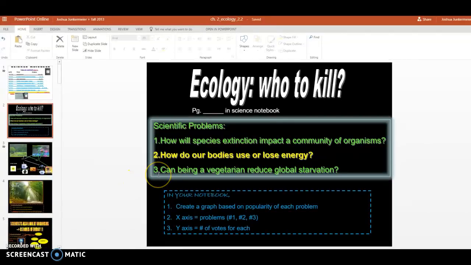Our third and final problem will be, can being a vegetarian reduce global starvation? So I'm not going to tell you to eat plants. You probably have already heard that plants are good for you, but we're going to study the area of ecology that looks at energy use among human beings, and could we actually solve global starvation if we stopped using larger animals for food and only vegetables? Very interesting. So we're going to spend some time on that too, and you'll decide later as we learn a little more. So these are going to be the basis for this chapter.